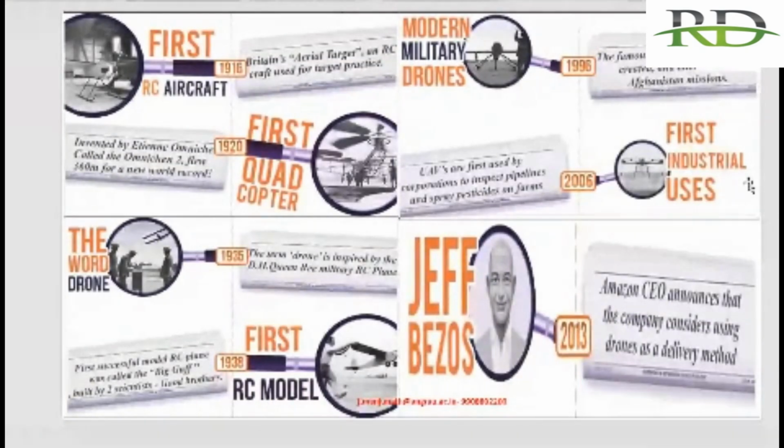The first RC aircraft was observed in 1916 by British scientists, and in 1920 we got the quadcopter. The word drone was observed during 1935 for military use, and the first RC model was developed by two scientists during 1938.